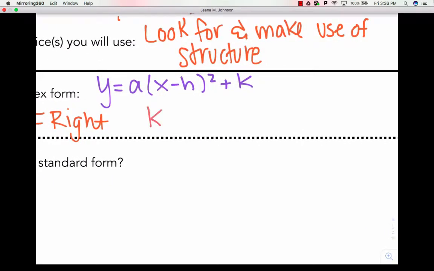With k, that is the y value of the vertex that's being added out there. When it's positive or increases, then it's going to move up. And when it's negative or when it decreases, that means that this graph is going to move down.